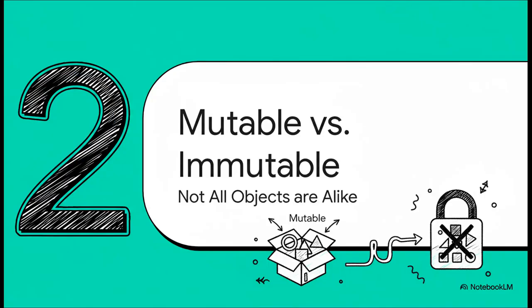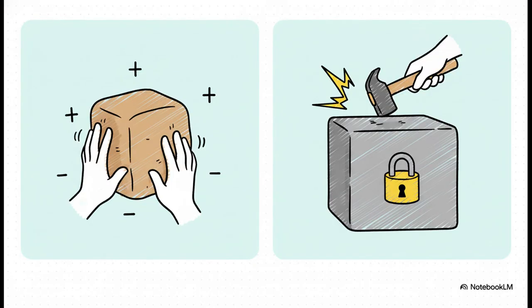All right, so reference counting is the first big piece of the puzzle. The second piece is realizing that not all Python objects are the same. They fall into two really important categories, mutable and immutable. So on one side, you have mutable objects. Think lists, dictionaries, sets. These are things you can change after you've created them. You can add items, remove things, whatever.